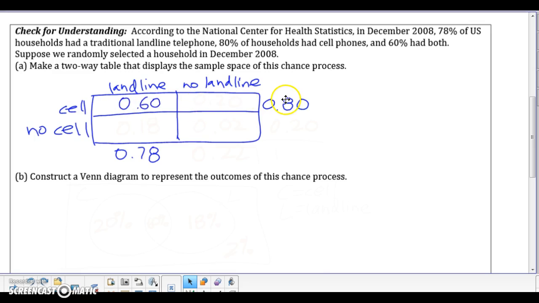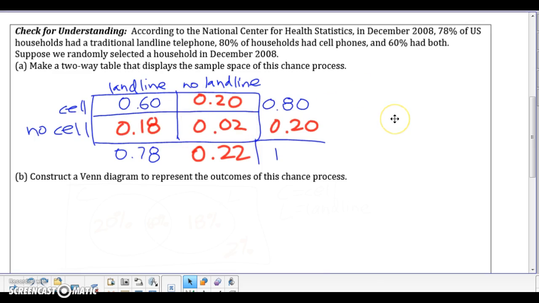Now I know that if I add up everybody, I should get 100%, of course, or 1. So that's going to be my total for the table. Then I can go ahead and fill in the numbers that I don't know, which if you did it correctly, you should have gotten numbers that look like this. Alright, so that's it for two-way tables.